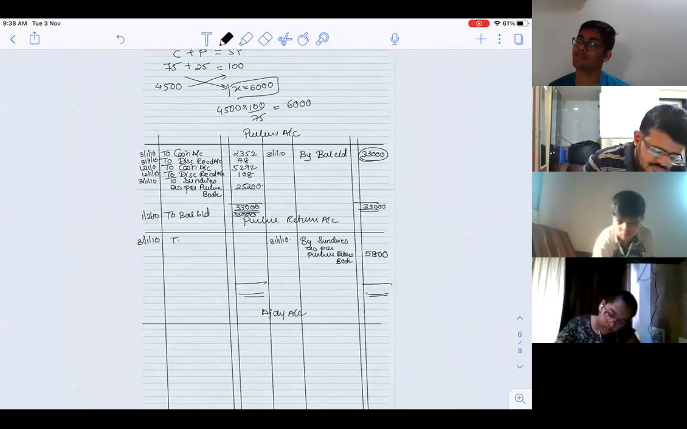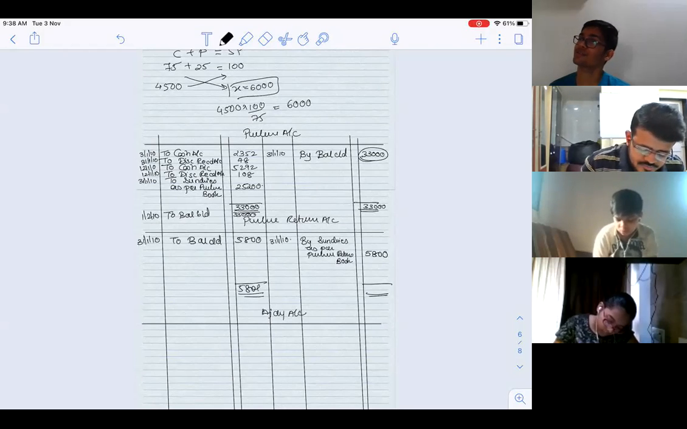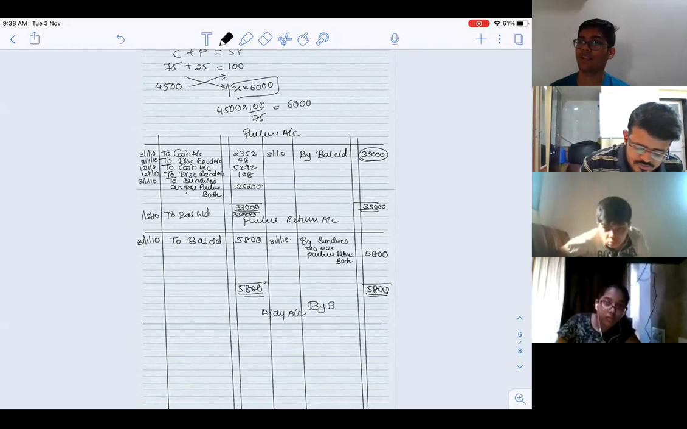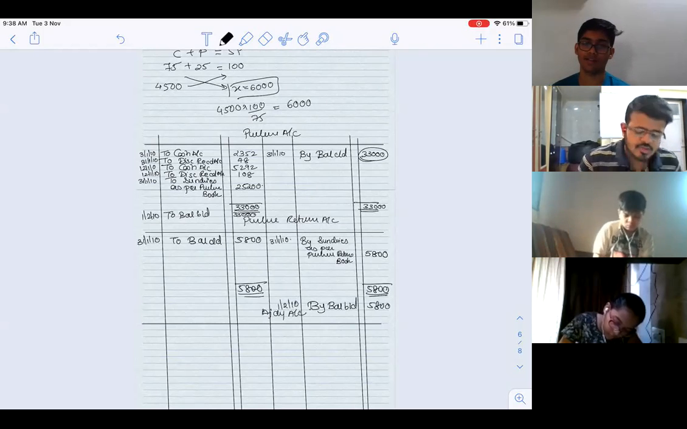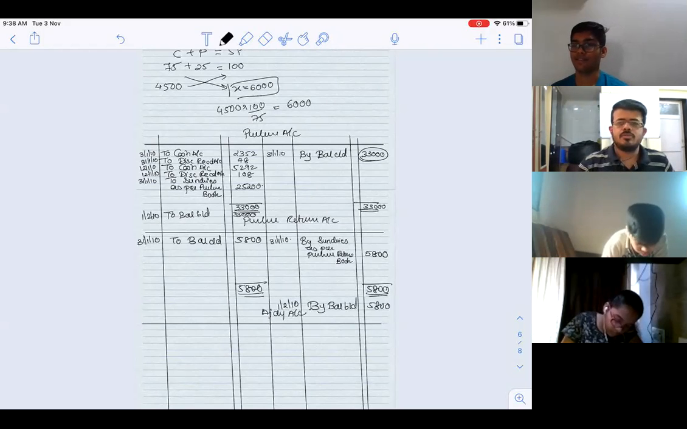कहानी खत्म. To balance CD, and it will become by balance BD 5,800. ये भी हो गया आपका काम तमाम. परचेज अकाउंट, परचेज रिटर्न भी हो गया.